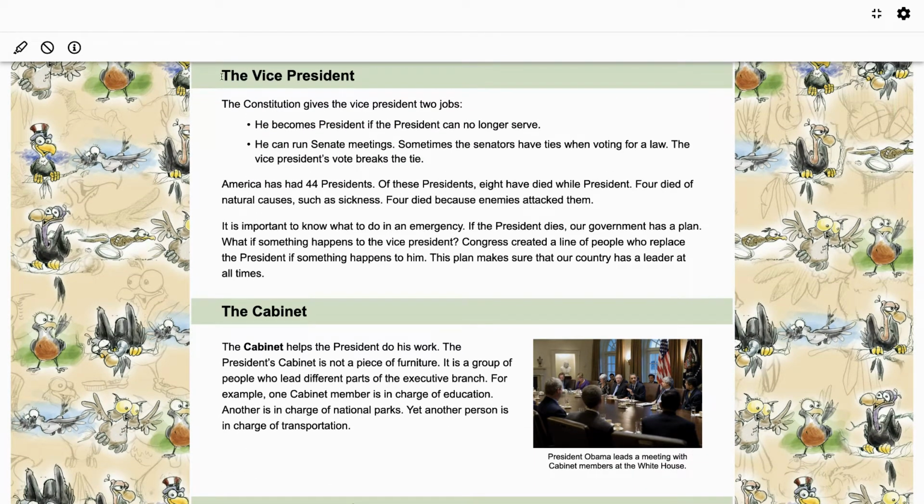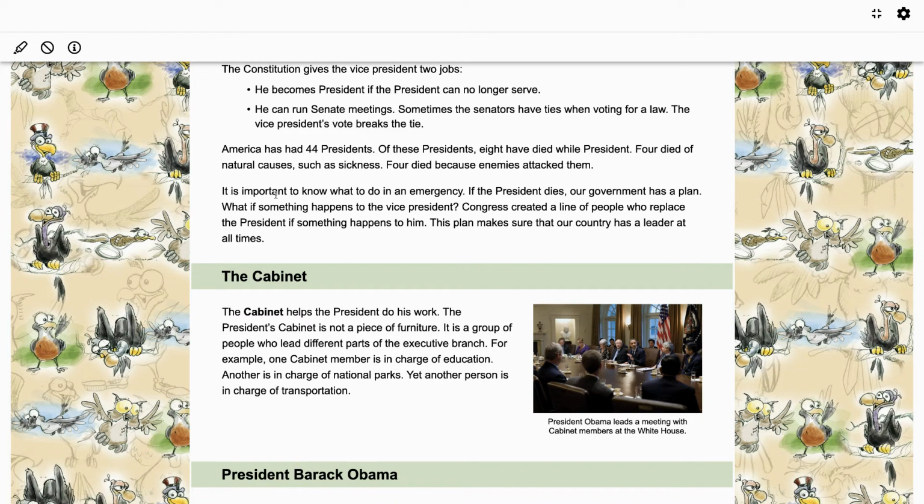So, the vice president. The Constitution gives the vice president 2 jobs. First, he becomes president if the president can no longer serve. And second, he can run Senate meetings. Sometimes the senators have ties when voting for a law, and the vice president's vote can break that tie. So if the Senate's voting on something and it's a tie, an equal amount of people voting on both sides, the vice president can either push the law forward or get it rejected.